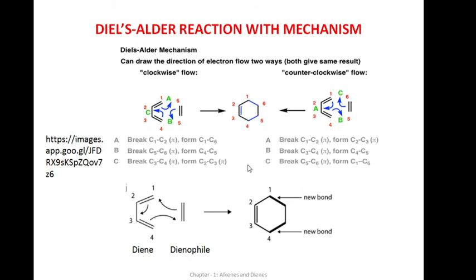Okay, you can show it either in clockwise flow of electrons or in counterclockwise flow of electrons. Both give the same result. So what has happened here is you have two new sigma bonds, see here, and rearrangement of the pi bond. Such reactions are called Diels-Alder reactions.